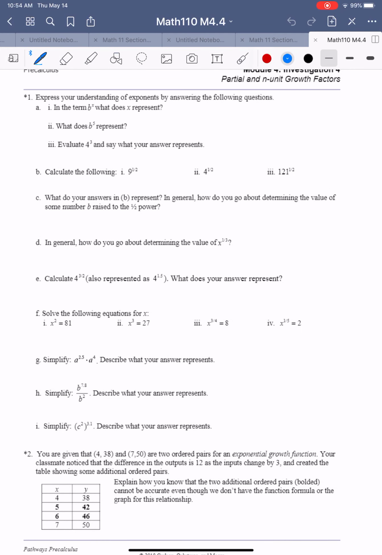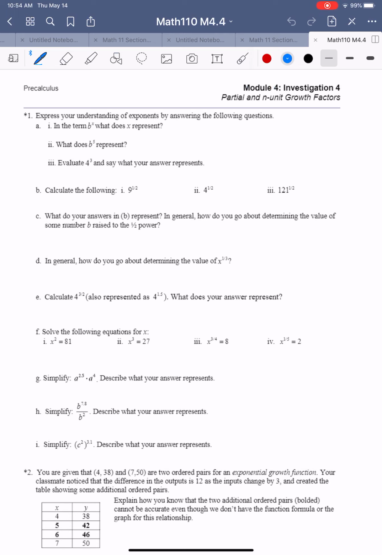Hello, this is module 4, investigation 4. So we're looking for the partial and unit growth factor. So number one, express your understanding for the exponents by answering the following questions. So A, in the term b to the x power, what does the x represent? So the x here is going to be the input value.